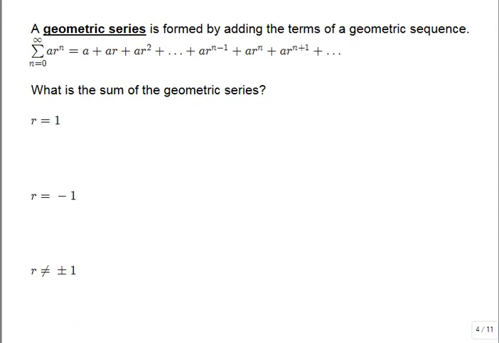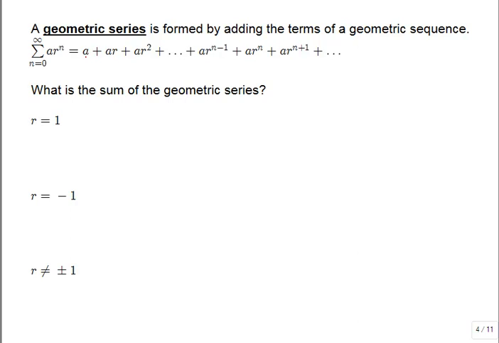All right. Now what we're going to talk about next is a very specific type of infinite series called a geometric series. And a geometric series is created by adding together the terms of a geometric sequence. So what's a geometric sequence? A geometric sequence is a sequence that starts with an initial term a, and to get the next term you multiply by the same common ratio r each time.